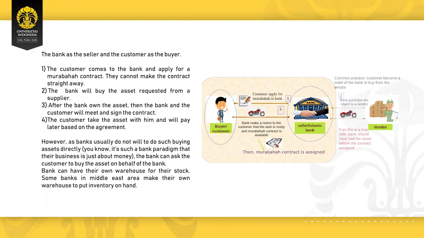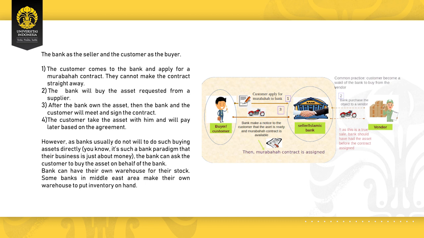Here is the scheme of the Murabahah, but let's make it as a Murabahah between the bank as the seller and the customer as the buyer. The first step is the customer comes to the bank and applies for a Murabahah contract. They cannot make the contract straight away. The second, the bank will buy the asset requested from a supplier. The third is, after the bank owns the asset, then the bank and the customer will meet and sign the contract.